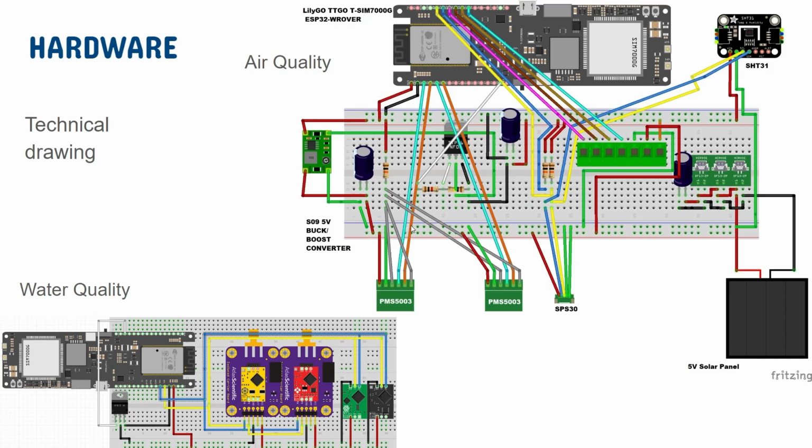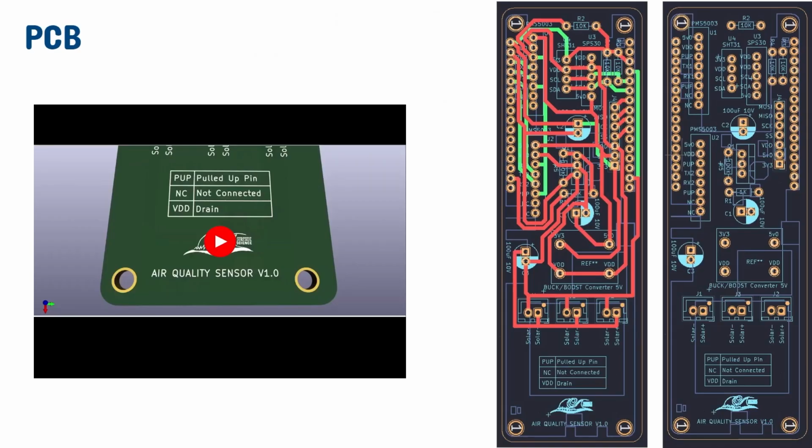resistors, and transistors. To streamline our project, we designed a dedicated PCB board for both air and water quality monitoring systems. These PCB files are compatible with online PCB manufacturing services, simplifying the process of creating the necessary circuit boards. And here you can see a 3D view of how that might look.